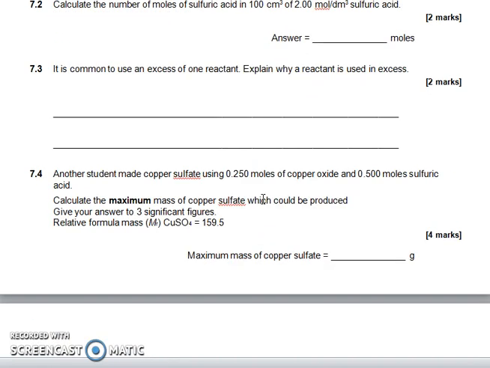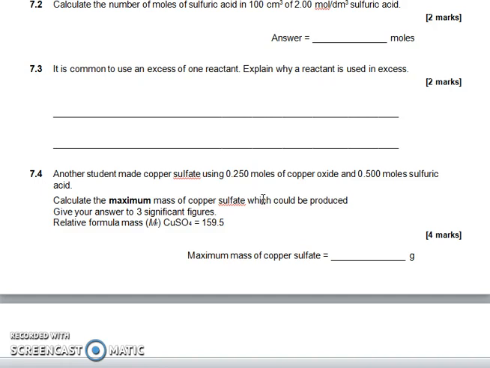7.3. It's common to use an excess. What's an excess? An excess is where there is more of one reactant. This means that you will completely make sure that the other reactant is fully used up and that there's nothing left of it.